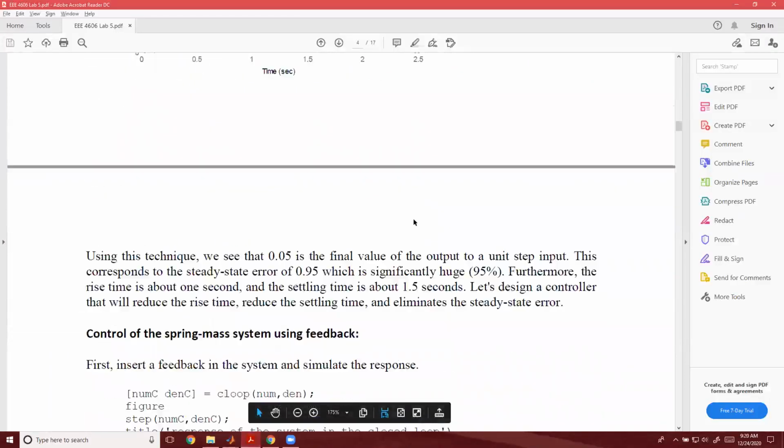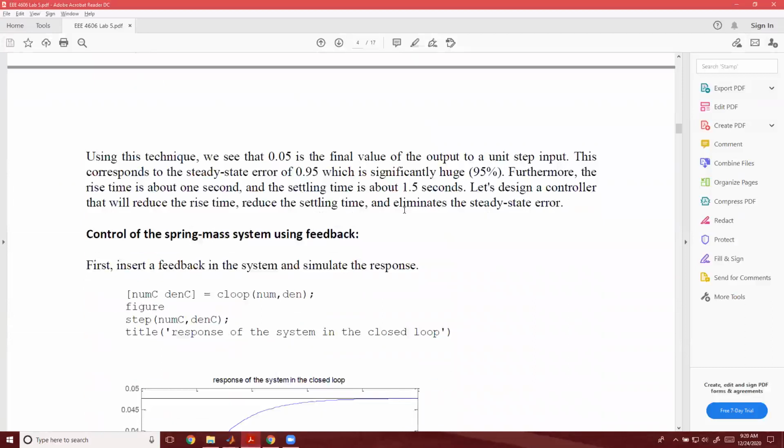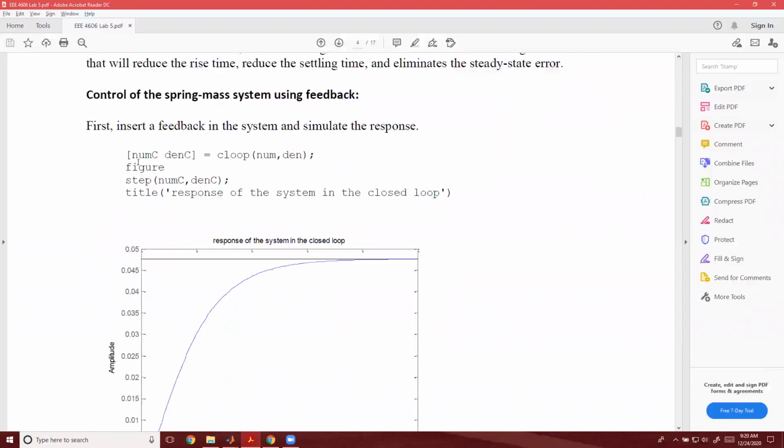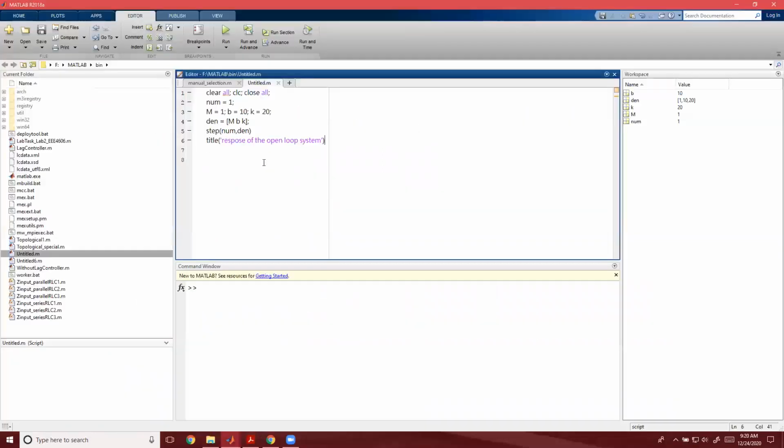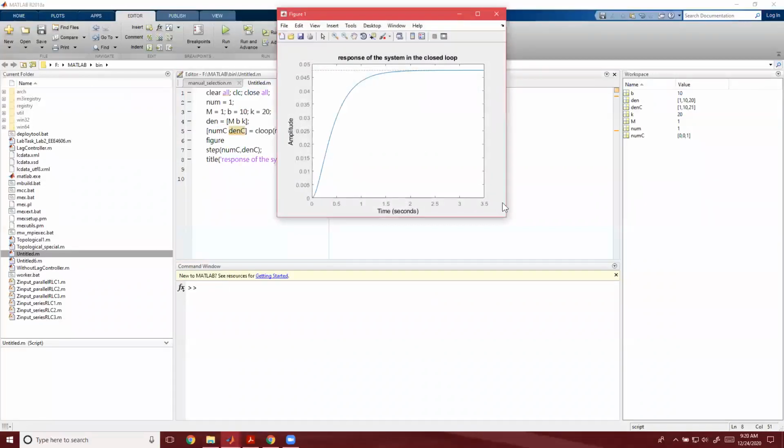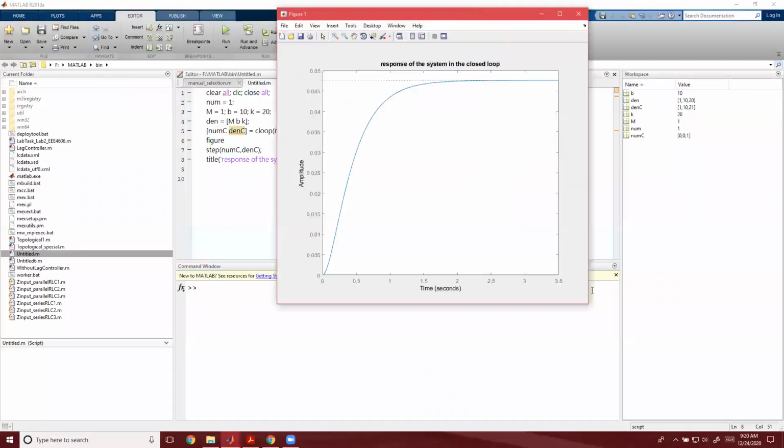So I guess we can change some of these using the controllers that we have learned so far. But before that, let's insert a feedback into the system and see if that affects anything. We're just inserting a negative feedback with a single gain, and we're going to see if that affects the system at all. You know this code, right, from lab 4? Yes, sir. Yeah, so I'm not going to explain it again.